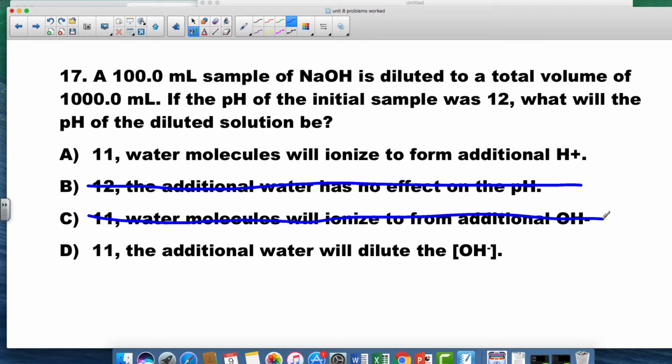Choice C is out because if there were more OH ions formed, the pH would actually increase. Choice A is out because if water molecules formed additional hydrogen ions because you added more water, it would also produce hydroxide ions that would counteract that effect. The pH drops from 12 to 11 because of the dilution.